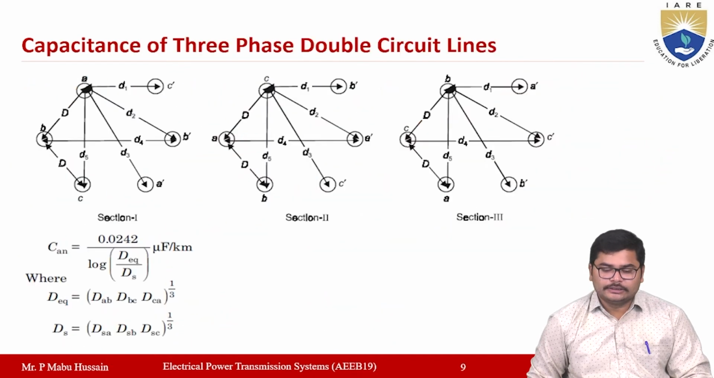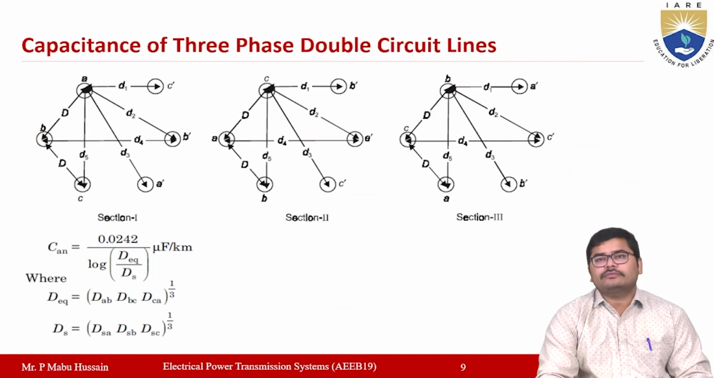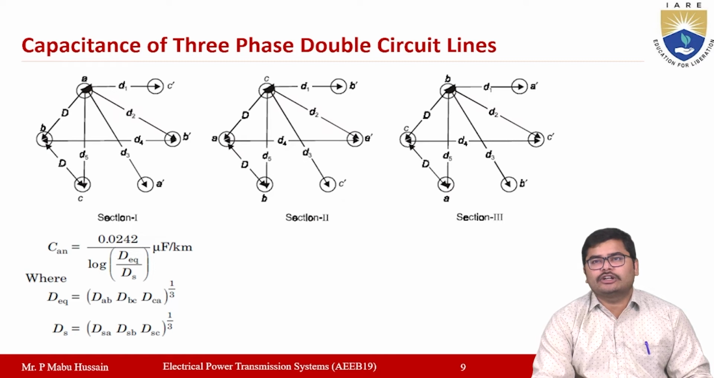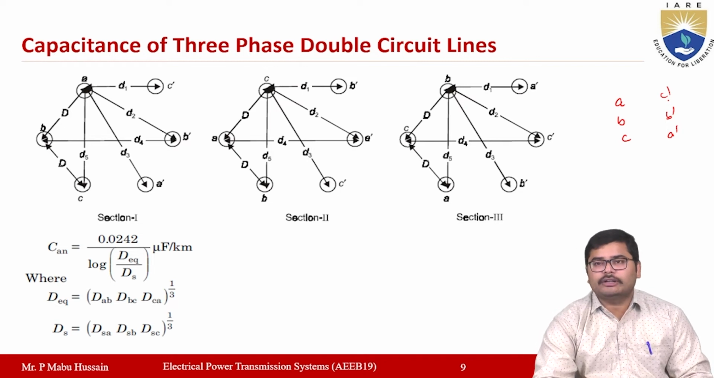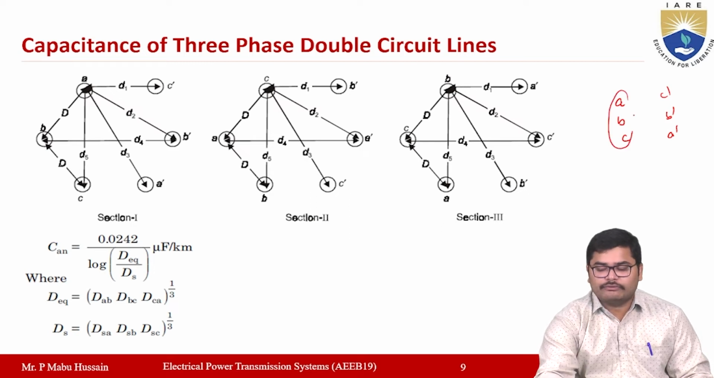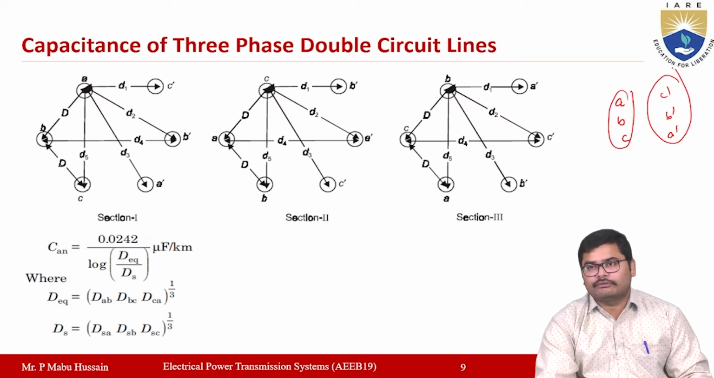Right, now let us see the capacitance of a 3-phase double circuit transmission line. In a 3-phase double circuit transmission line you will have 2 sets of 3 phases. One set will be represented with A, B, C, another set may be represented with A dash, B dash, C dash in the opposite direction. This arrangement will make the conductor capacitance increase. So this is one set of configuration, and this is another set of configuration.